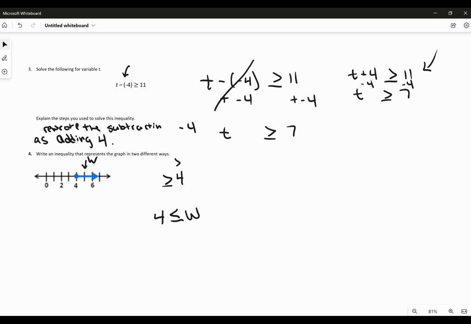So W is greater than 4. Check, that's right. And 4 is less than or equal to W. That's true also. Another one, I guess, would be 3 is less than W. W is greater than 3.